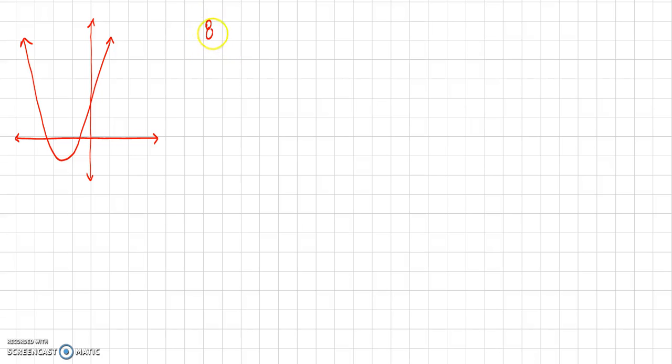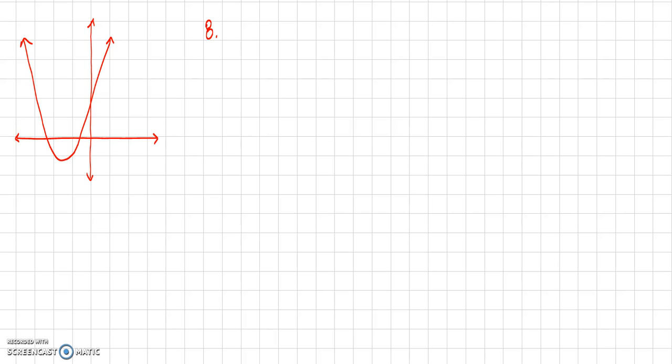Okay, number 8 says, what is an equation for the parabola shown below, or shown to the left, as in my case? Okay, so a parabola is a curve that is the graphical representation of a quadratic equation. A quadratic equation is where the independent variable, or in this case x, is squared, and that's the highest exponent on the variable.